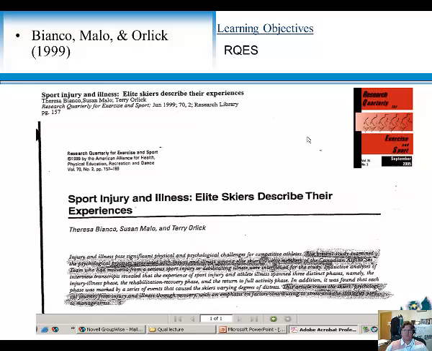Here's one from the main journal in Exercise Science, Research Quarterly, and their title was Sport Injury and Illness: Elite skiers describe their experiences. Okay, so you can see a pattern emerging here. When it's people talking about their experiences or their perceptions, then qualitative research appears to be a well-used research methodology.